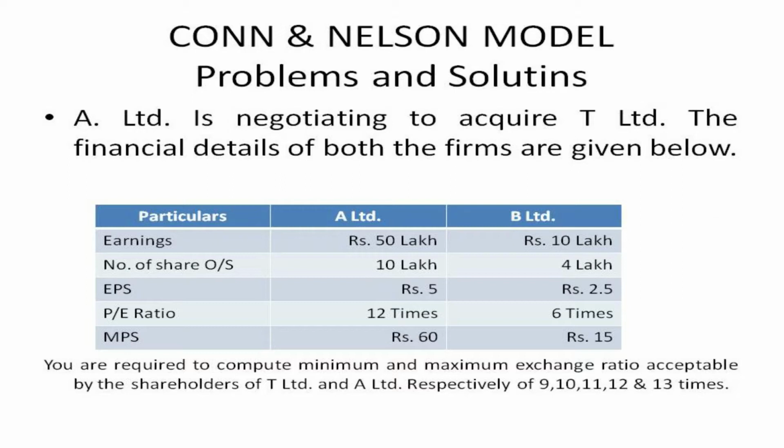Based on this information you are required to compute the minimum and maximum exchange ratio acceptable to the shareholders of T Limited and A Limited respectively at PE levels of 9 times, 10 times, 11 times, 12 times and 13 times. This is the problem they have asked you to find out. So we'll move on to the problem.